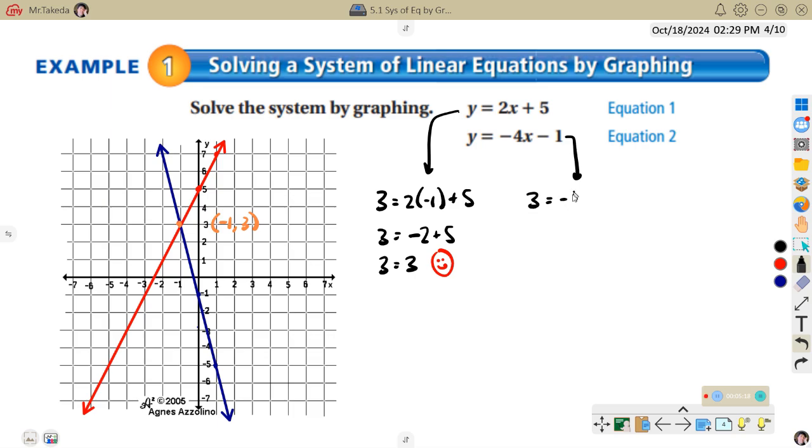3 equals negative 4 times negative 1 minus 1. All right, so there's my y, 3. This negative 1 is the parentheses here. Is that negative 1? Negative 4 times negative 1 is positive 4. And then 4 minus 1 is also 3. So that's a true statement. So that works too. So this is our solution. Pretty easy, right? Okay, let's see what's next.